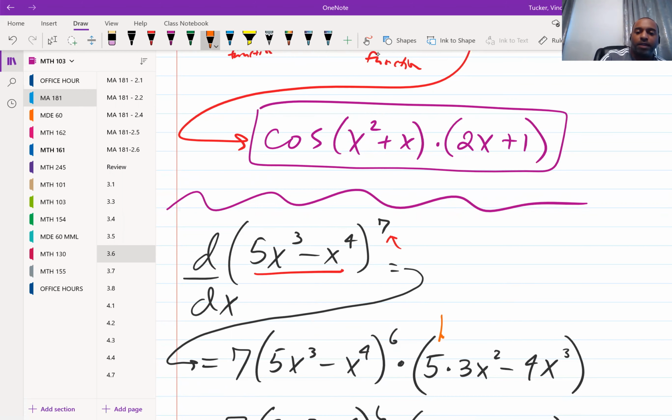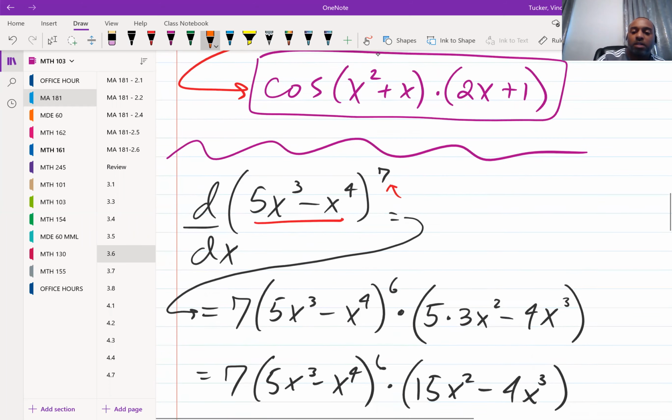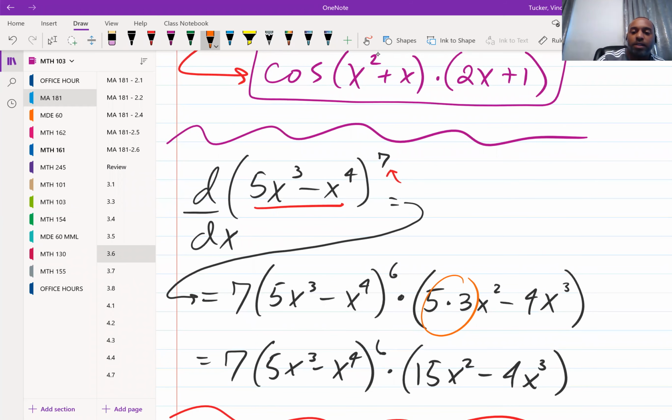So you leave the 5 there, bring down the 3, and then subtract 1 from the 3. And then for the next one, you bring that 4 down and subtract 1 from the 4, and that gives you 3. Multiply these together, gives you 15. And that's it.